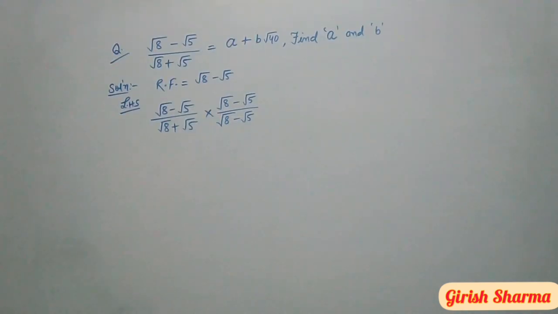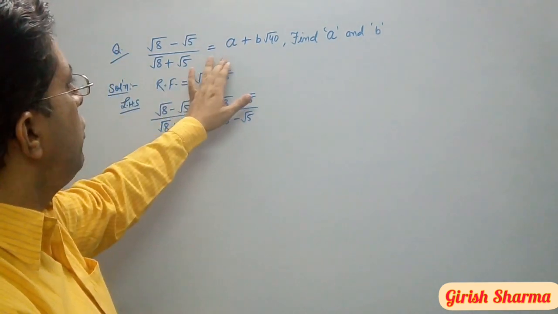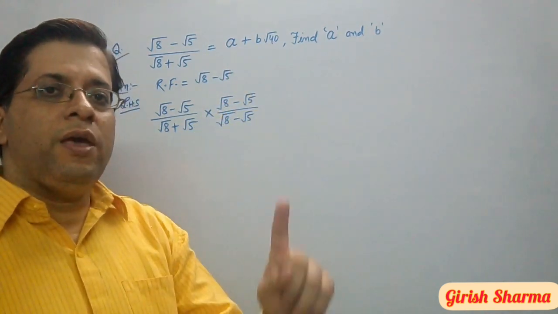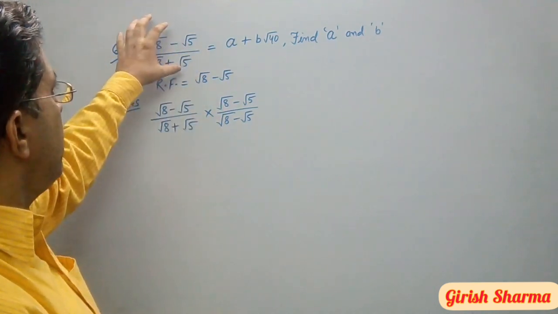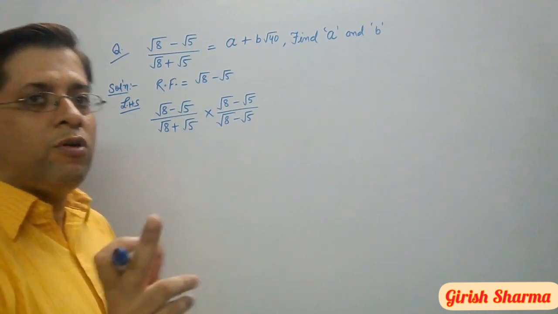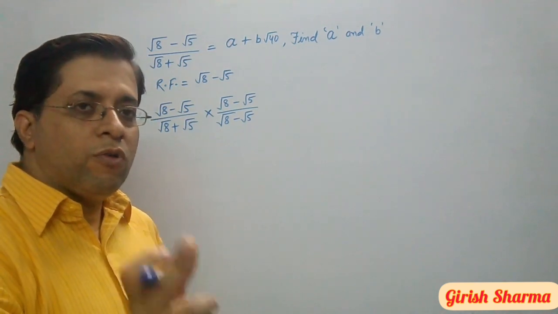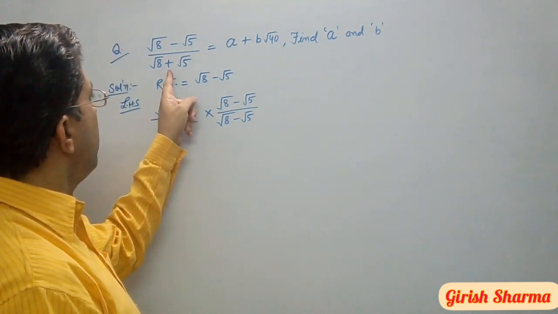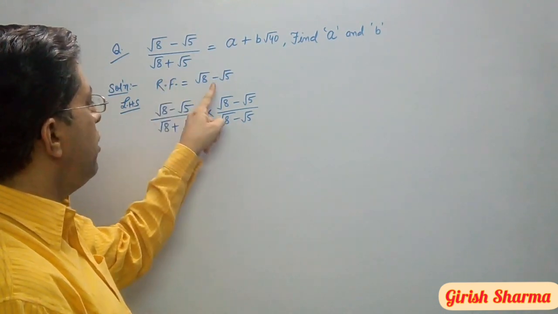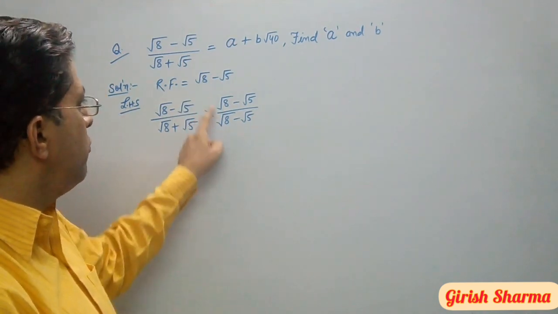Yes, hello students. Now this question we have to solve: under root 8 minus under root 5 upon under root 8 plus under root 5 is equal to a plus b under root 40, and you have to find the values of a and b. These are your numerator and denominator. To simplify this, we want one factor, the rationalizing factor. Earlier I explained that whatever is in the denominator, you have to change the operator sign. Here it is plus, so the rationalizing factor will become minus. So you have to multiply and divide by this factor.